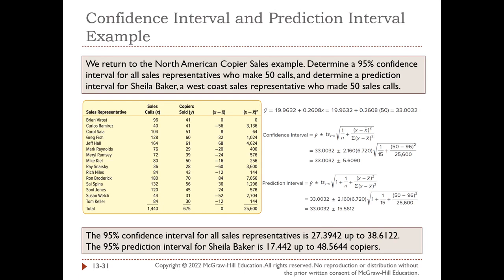Okay. So the first thing that we do is, again, we take our y hat, or basically our slope formula, and we're going to insert 50. We find out that our estimate on the regression line will be 33.0032. Okay. The confidence interval is going to take that 33.0032, and we're going to plus or minus, again, our t value, again, at 95% confidence. We find that it is 2.160. Again, use n minus 2 for degrees of freedom.